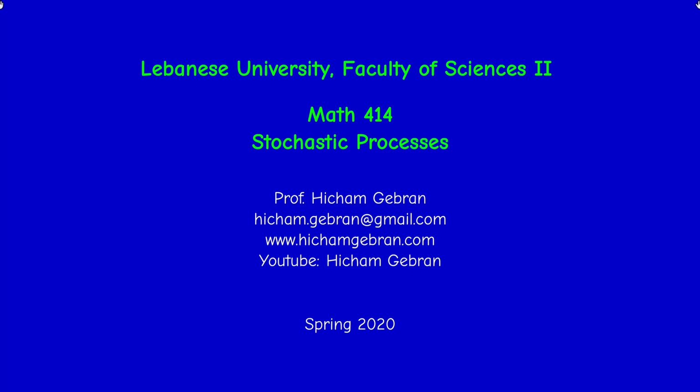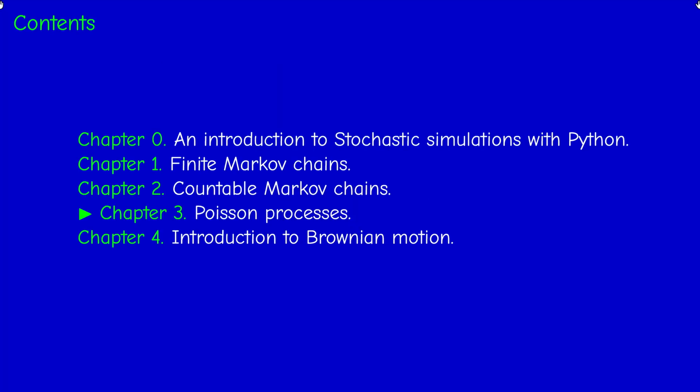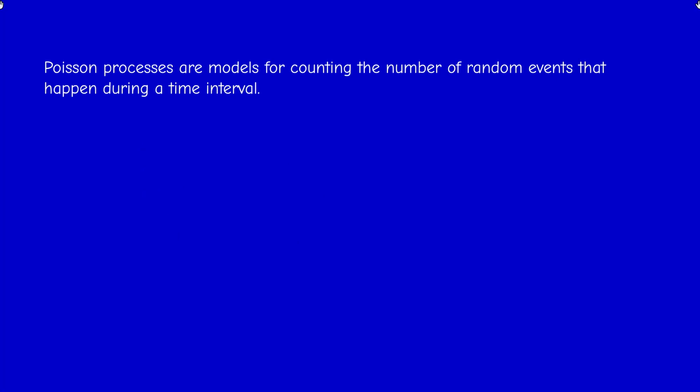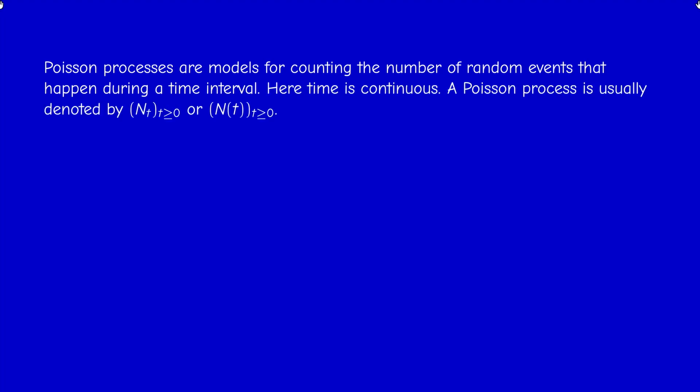Welcome back. Now we move to another important class of stochastic processes known as Poisson processes. A Poisson process is a model for counting the number of random events that happen during a time interval. Here, unlike the previous chapters, time is continuous. So a Poisson process is usually denoted by N_t or N(t) for t positive.